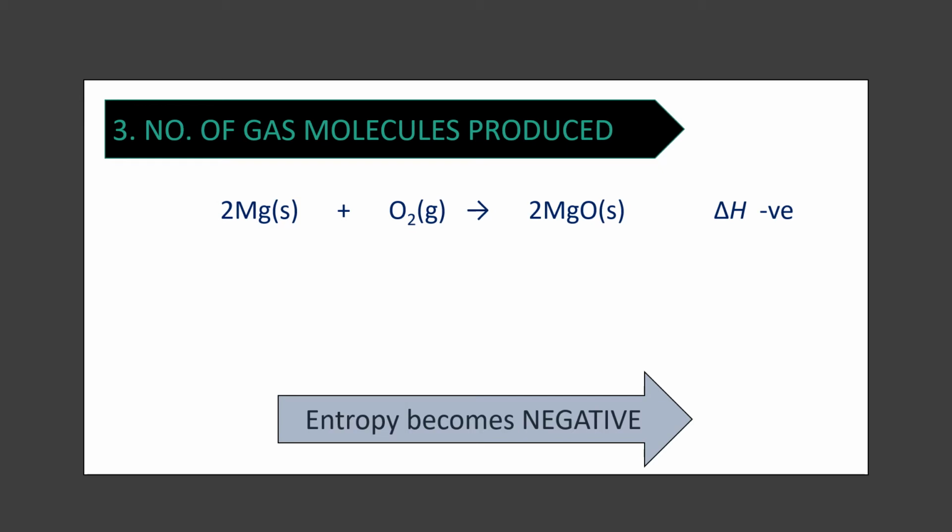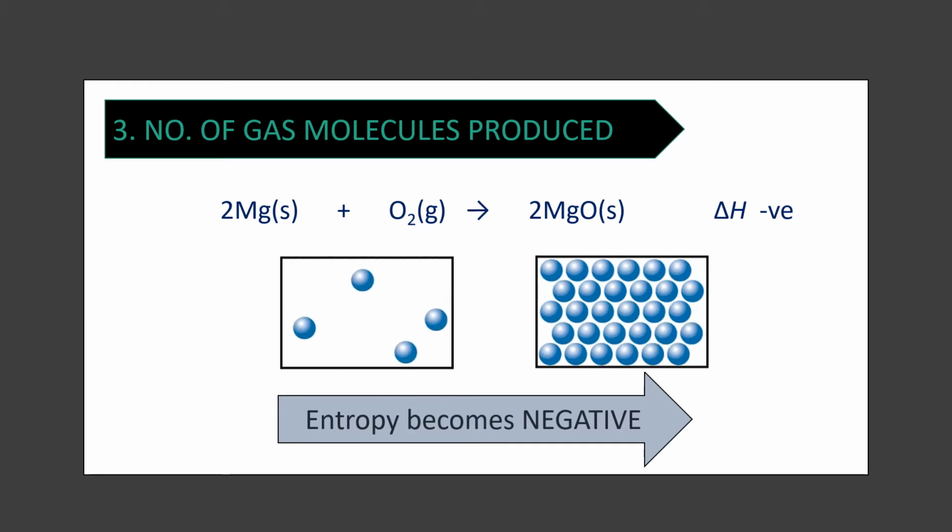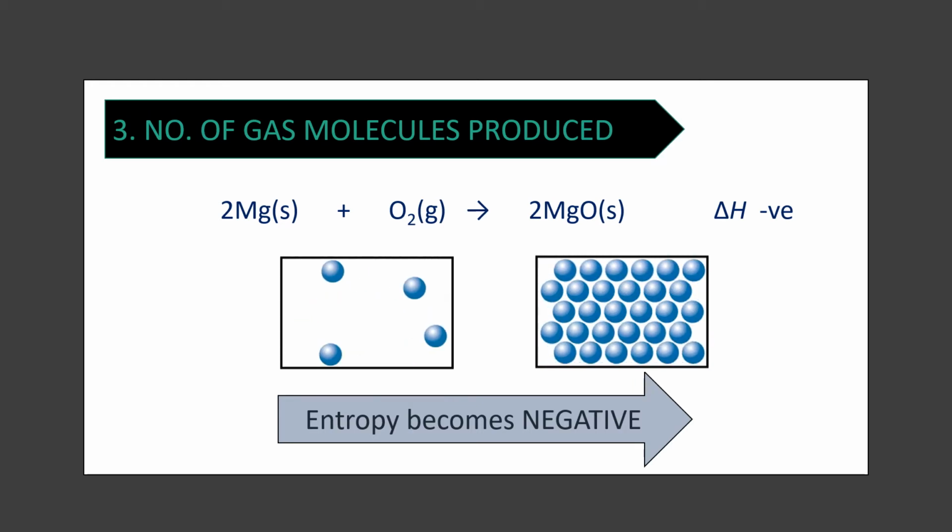Unlike the previous examples where we expected a positive value because entropy was increasing, this time we are expecting a negative value because this reaction is going from a highly disordered state to a very ordered one.